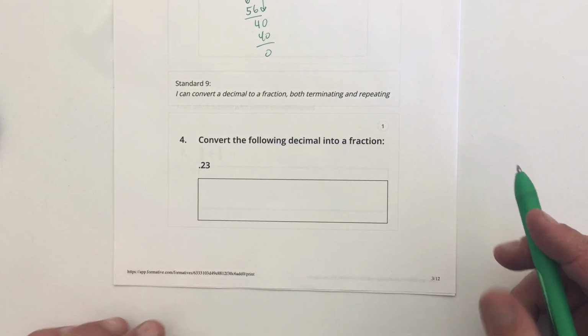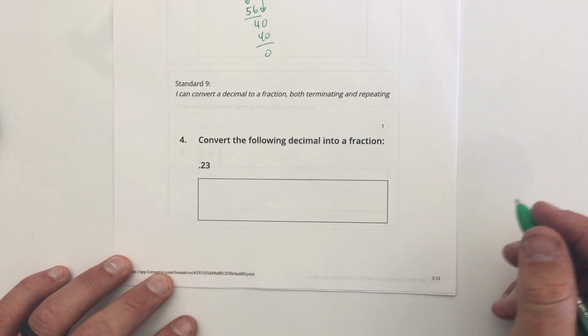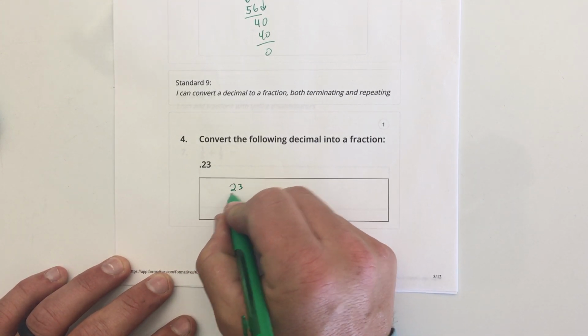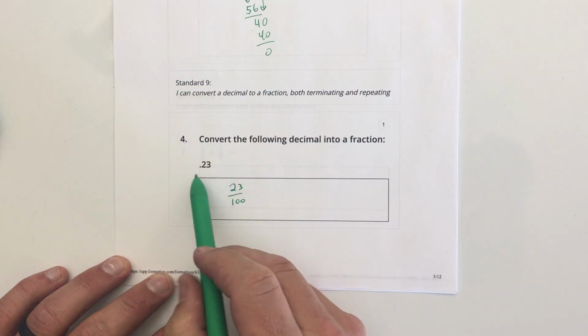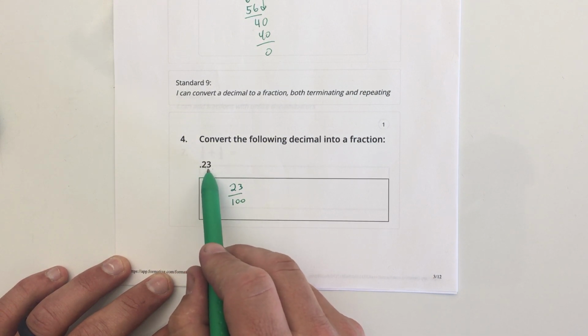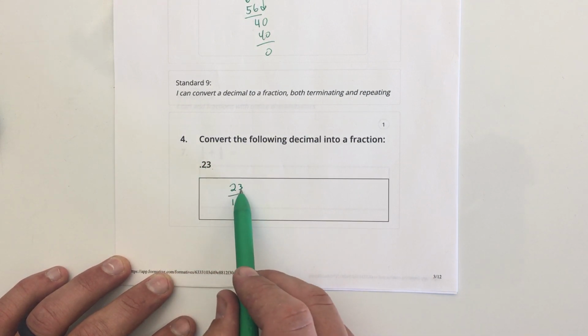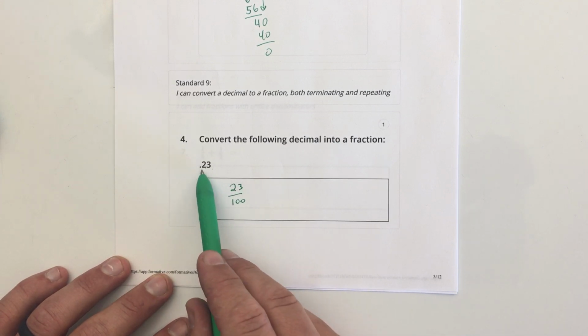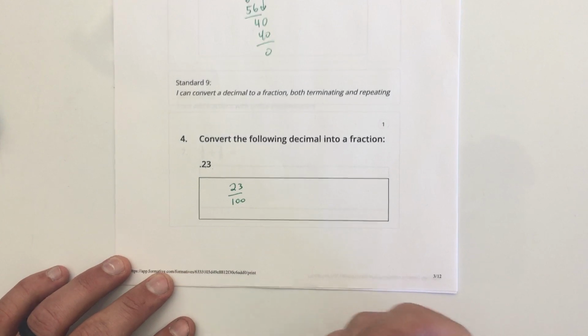Here you will not need to show a lot of work. Convert the following decimal into a fraction. Well, this is 23 hundredths, 23 over 100. The trick here, how many numbers are behind the decimal? There's 2, so just put that number in the numerator, and then put a 1 with that many zeros as a denominator. There you go.